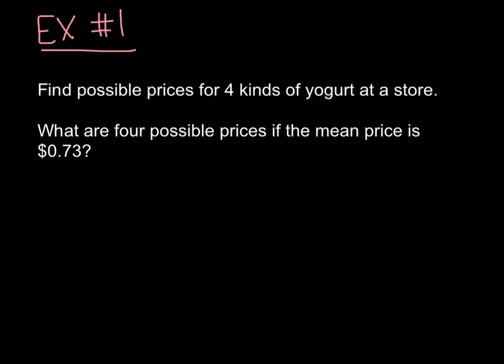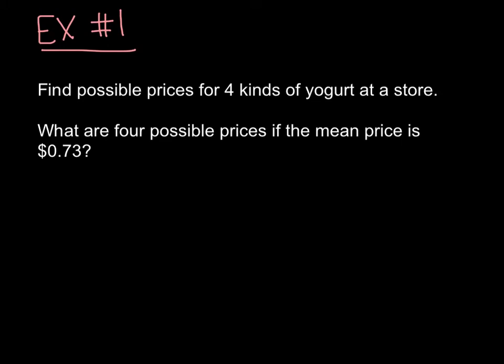Example 1. Find possible prices for 4 kinds of yogurt at a store. What are the 4 possible prices if the mean price is 73 cents? So I know I have 4 different numbers, and the mean has to be 73 cents. So pretty much you're doing some trial and error.